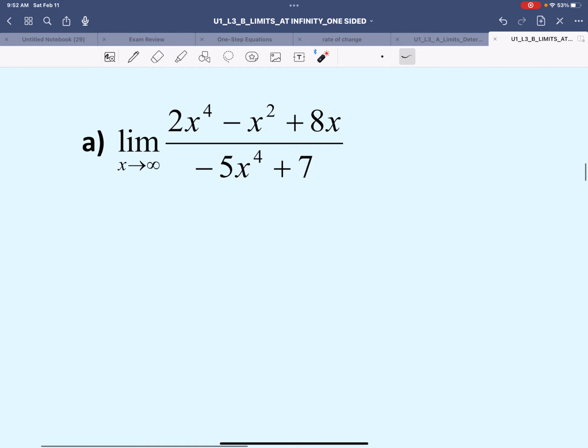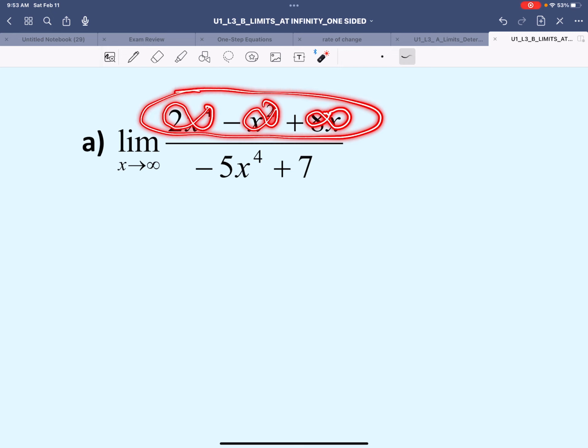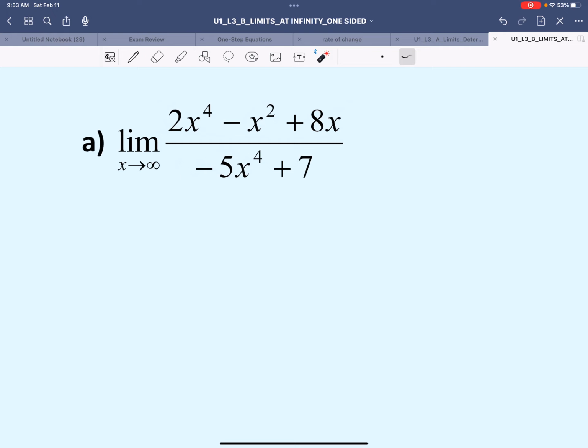We have 2x to the 4 minus x squared plus 8x over negative 5x to the 4 plus 7. So if you substitute infinity here for x, then we get infinity minus infinity plus infinity. It will be a total mess of infinities here, which we cannot define. But it will be some infinity, I guess, and there will be infinity waiting in the denominator, so this is definitely undefined. So it's an indeterminate form limit.